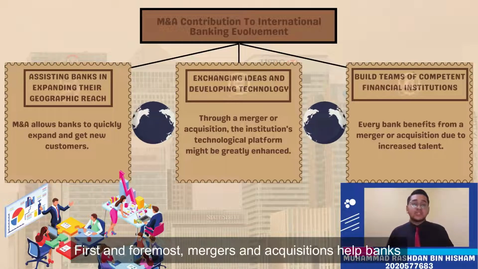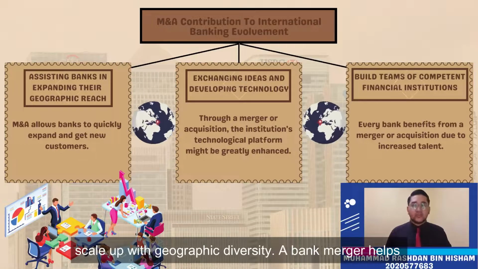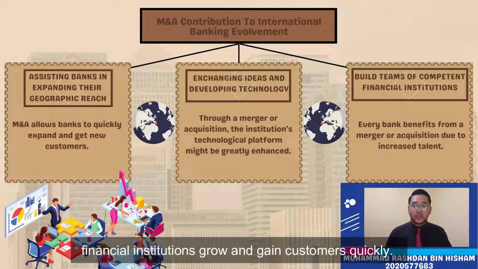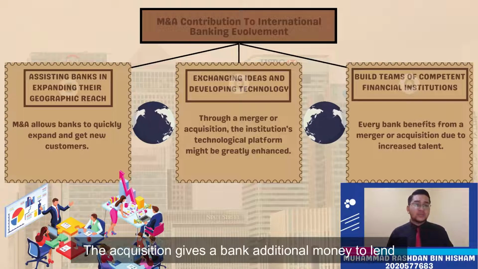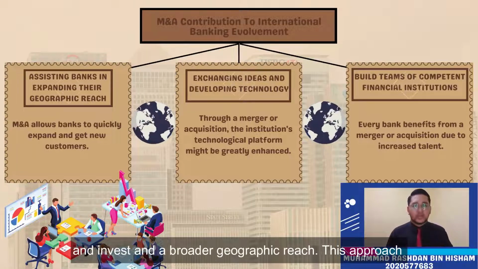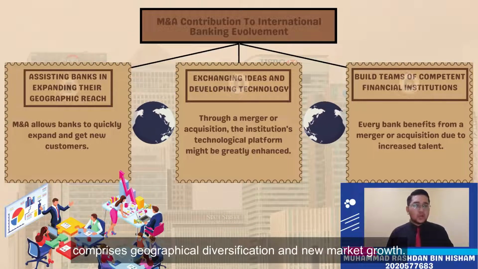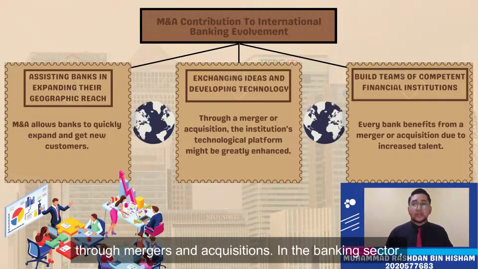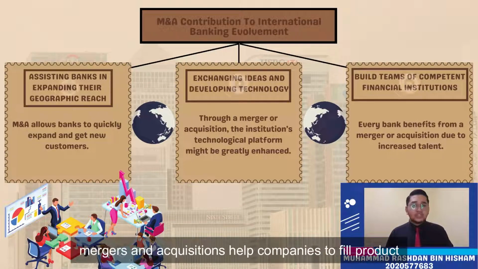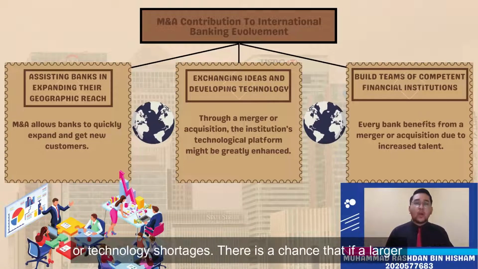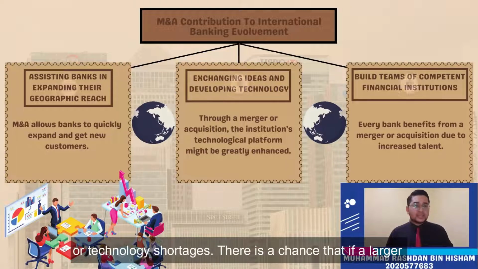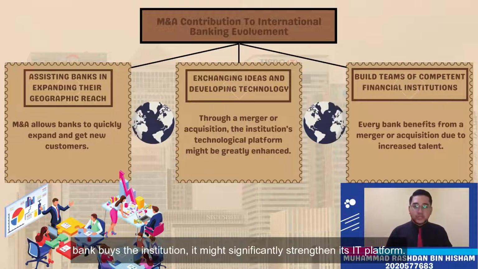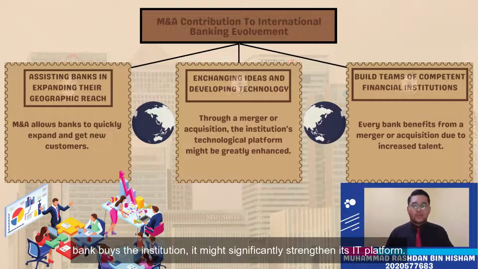First and foremost, mergers and acquisitions help banks scale out with geographic diversity. A bank merger helps financial institutions grow and gain customers quickly. The acquisition gives a bank additional money to lend and invest and a broader geographic reach. This approach comprises geographical diversification and new market growth. Then, technology exchange and development happen through mergers and acquisitions. In the banking sector, mergers and acquisitions help companies to fill product or technology shortages. There is a chance that if a larger bank buys the institution, it might significantly strengthen its IT platform.